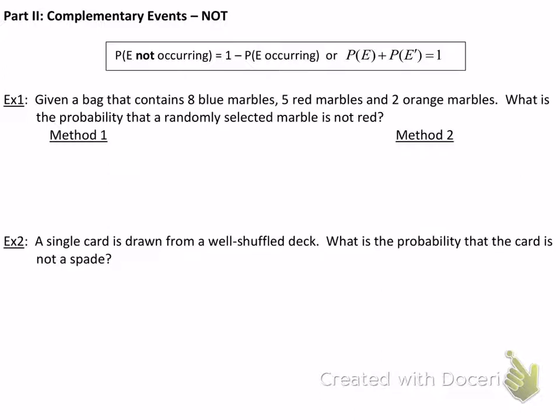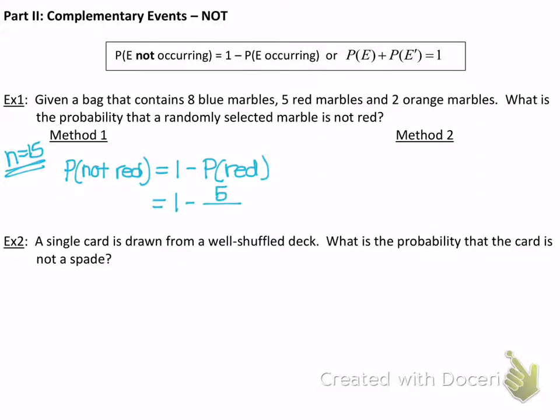The easiest way to do it is as complementary events. We have the fact that there are 15 marbles total in that bag. So the probability of not choosing a red is going to be 1 minus the probability of choosing a red. This equals 1 minus 5 red marbles out of 15, which gives me 10 out of 15, which simplifies to 2/3.